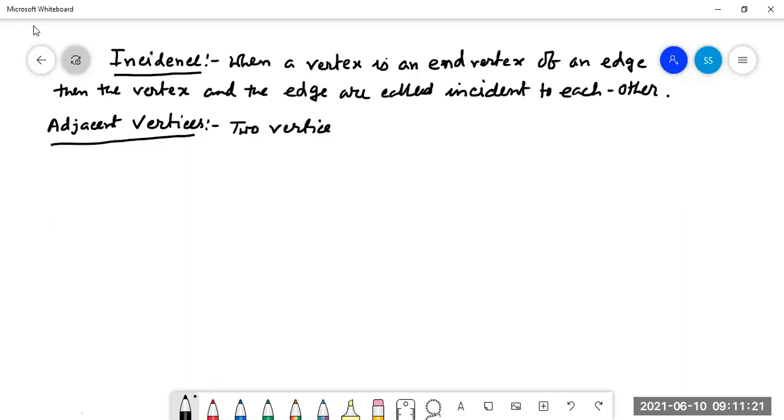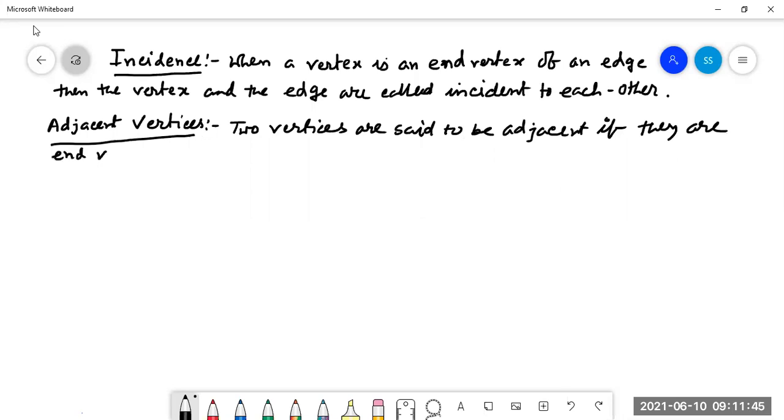Two vertices are said to be adjacent if they are end vertices of the same edge.